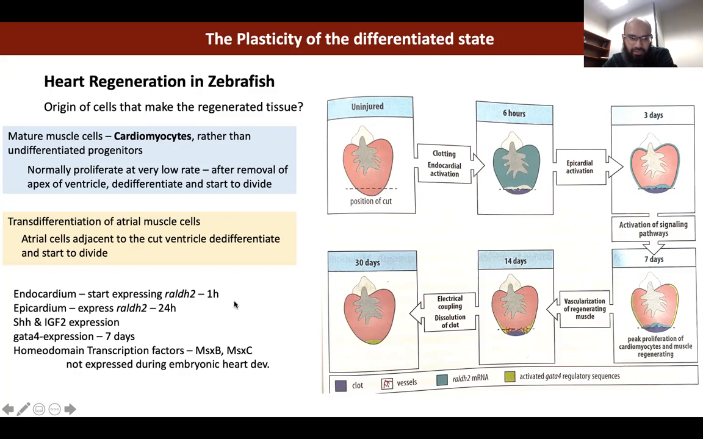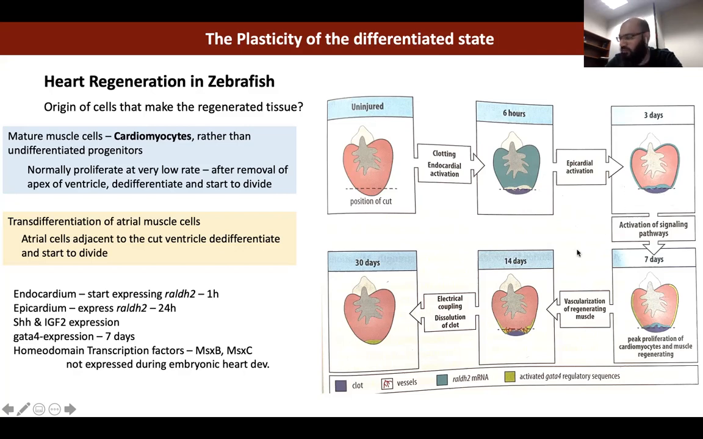First the endocardium starts expressing. The endocardium is the inner layer, and then the epicardium, which is the inner layer of the pericardium. The outer capsule of the heart is the pericardium, and it also has two layers. The inner layer is called epicardium. So the endocardium is the inside layer of the wound, and the epicardium is the outside layer of the wound. And both of them start expressing this retinoic acid synthesizing enzyme.